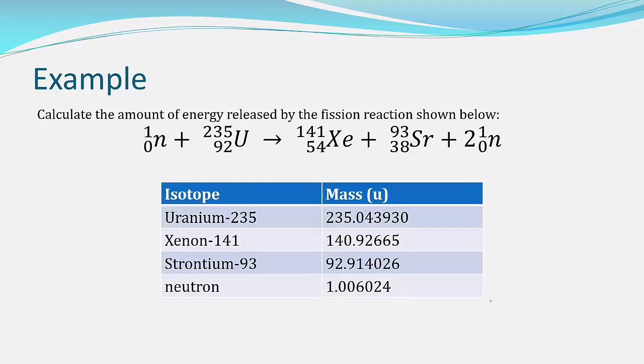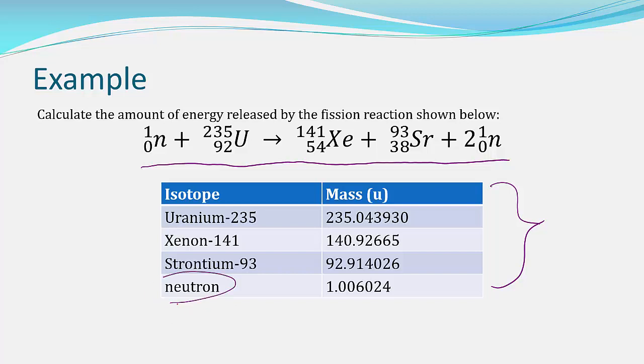So now that I've given you the mass difference, and from that you've told me how much energy is released, I want you to start from scratch. So I've given you the reaction here. We have a neutron interacting with a uranium atom, and it's producing xenon and strontium and two neutrons. These are your masses that you need to use. Notice that I've given you the mass of a neutron to correspond to what it actually is in the data sheet. From here, can you calculate the amount of energy released by the fission reaction? Go.